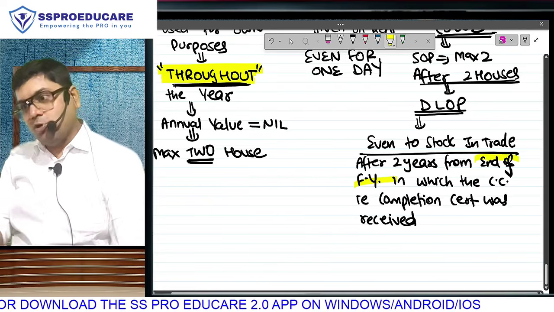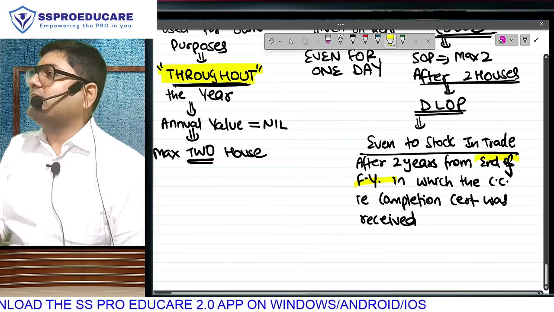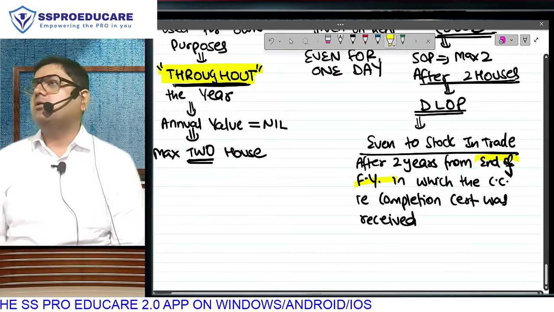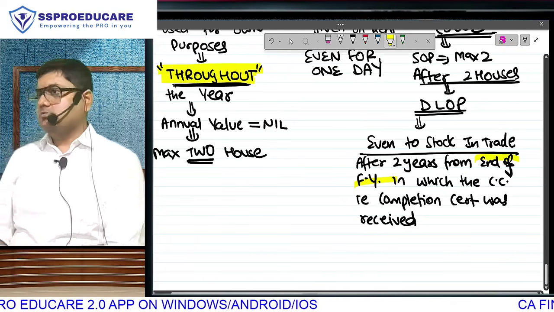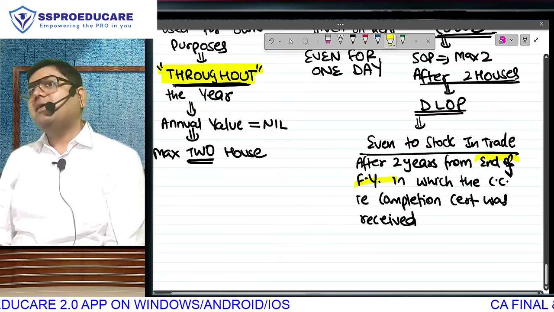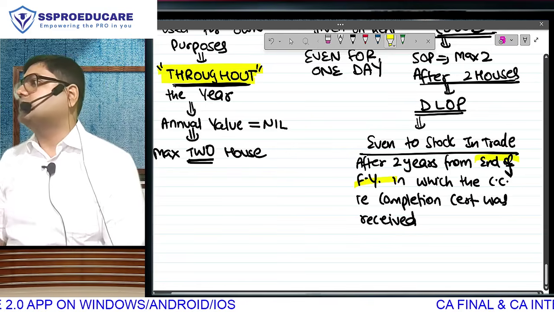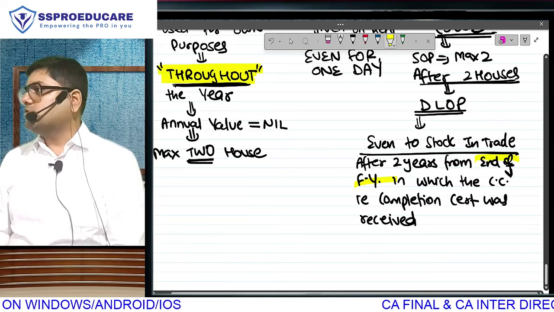So for stock in trade also do we have DLOP, but we will not trigger that DLOP instantly and immediately. That DLOP will get activated or triggered only after 2 years from the end of the year of receiving the completion certificate. By that date, if you don't transfer, then in the next financial year after 2 years, DLOP will start coming on your stock in trade also.